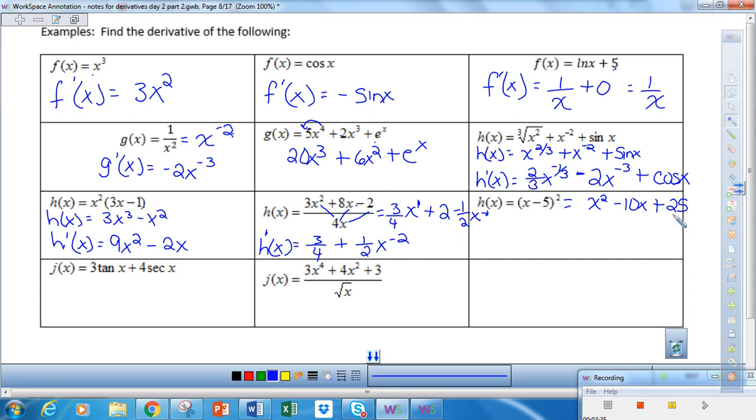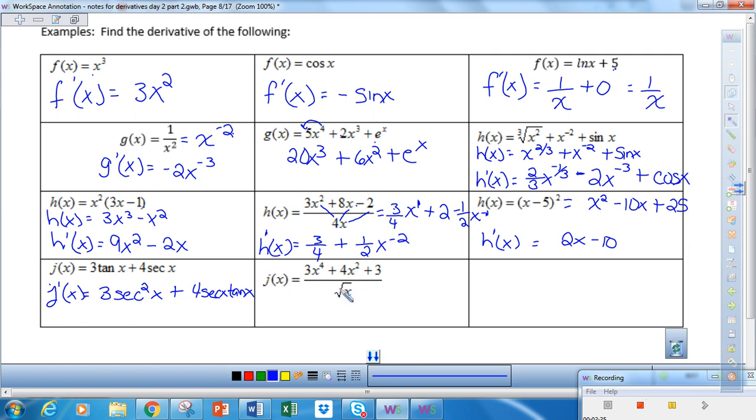Okay? So now that I have this multiplied out, I can just take the derivative using the power rule. So that's 2x minus 10, and the derivative of 25 is 0 because it's a constant. And we're now going to do this last one. Again, it's just memorizing the formulas. If you check back at your notes, we know the derivative of tan x is secant squared x, and the derivative of secant x is secant x tan x.